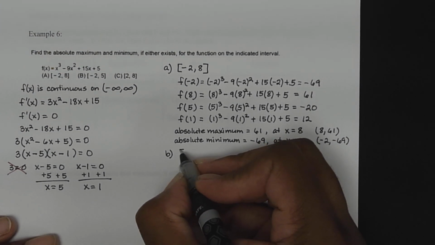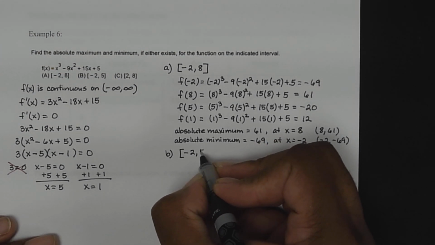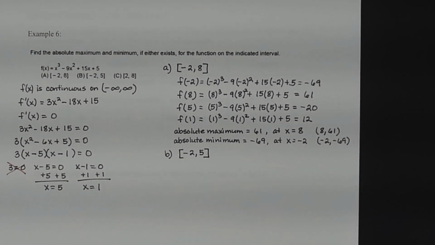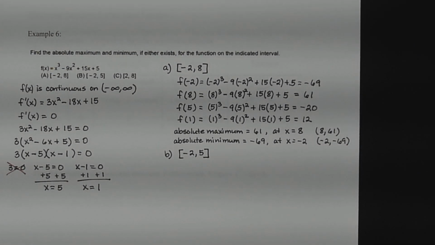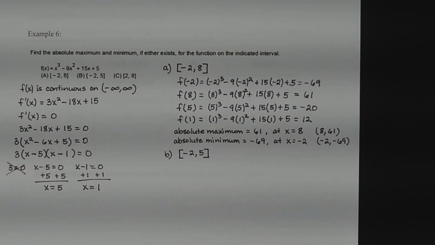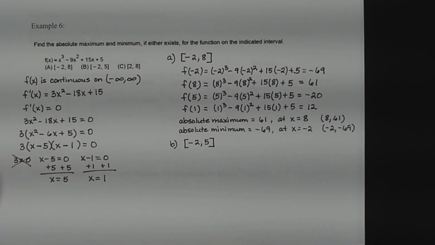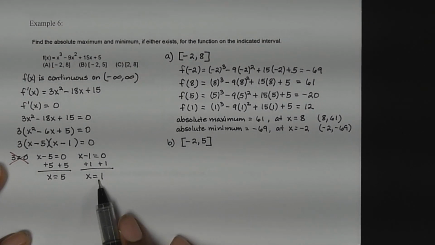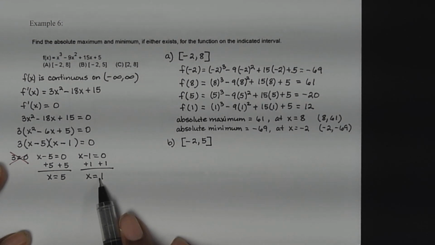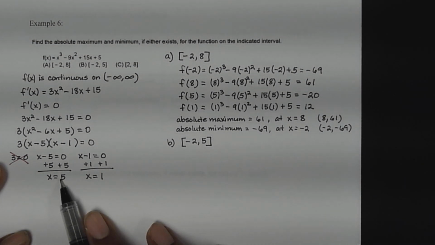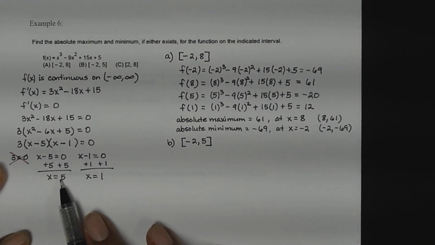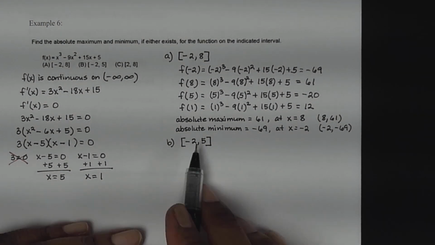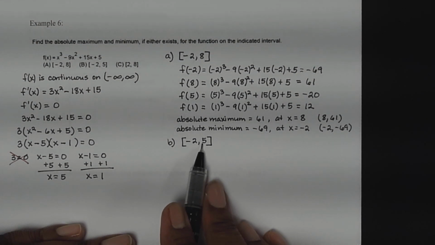Part B is from negative 2 to 5. Okay, now, this is quite easy because notice here, we can't use x equals 1. Oh, yes, we can. We can use x equals 1, and we can also use x equals 5. Okay. Now, keep in mind the 5 has already been evaluated here.